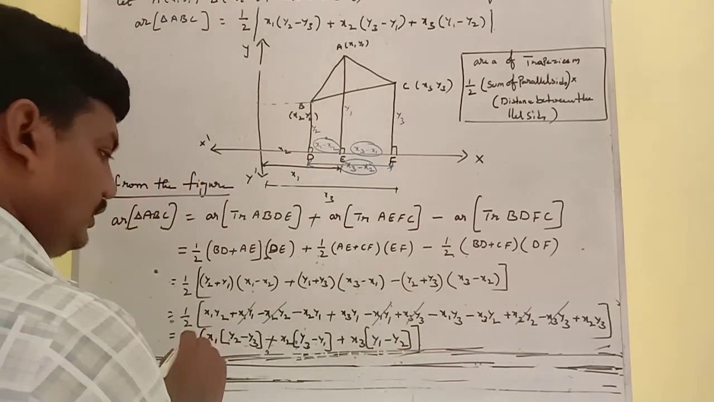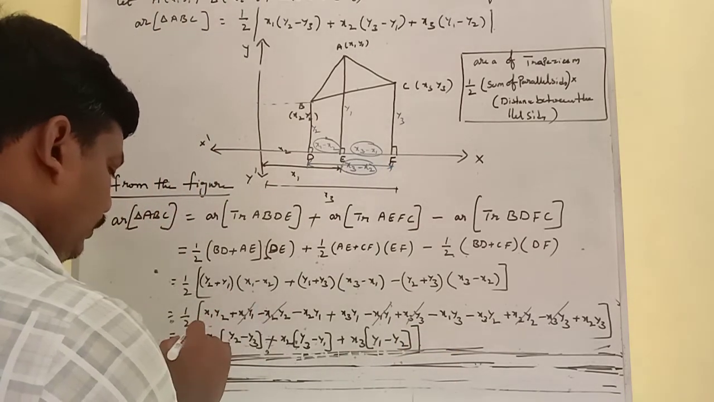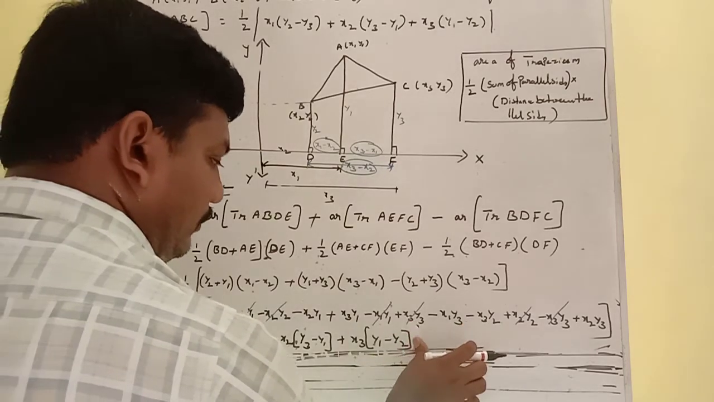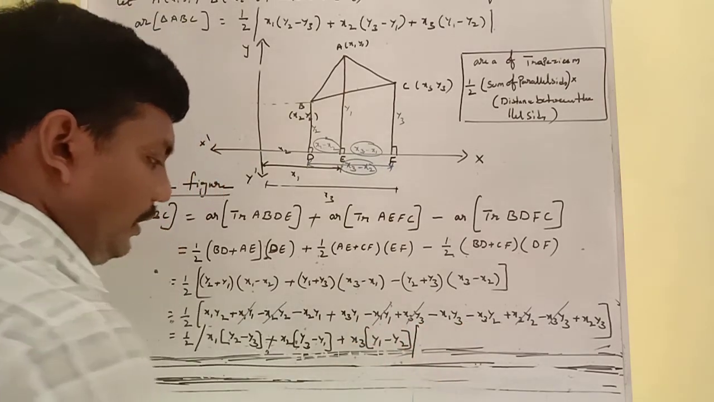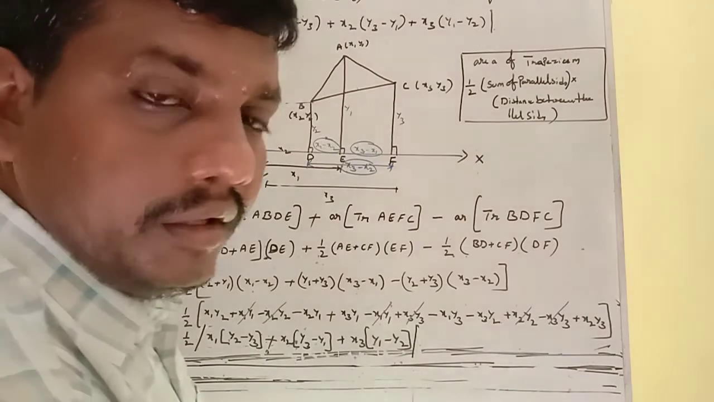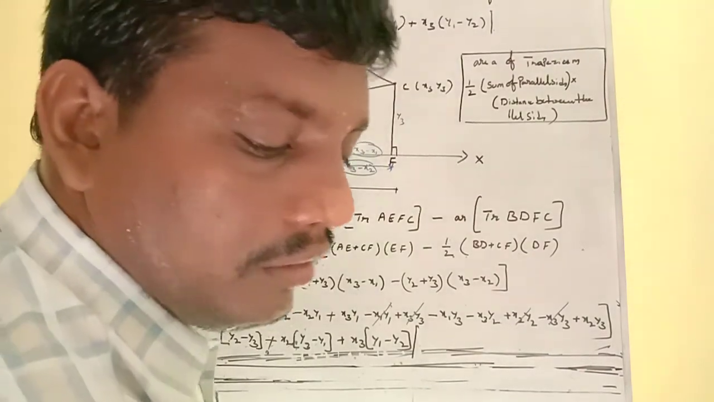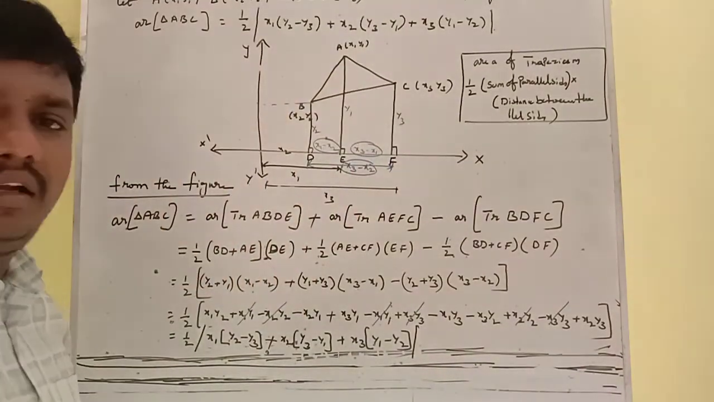So we are going to use this formula as a modulus. Why are we using modulus? Because area can never be negative. That's the reason why we take the modulus here.